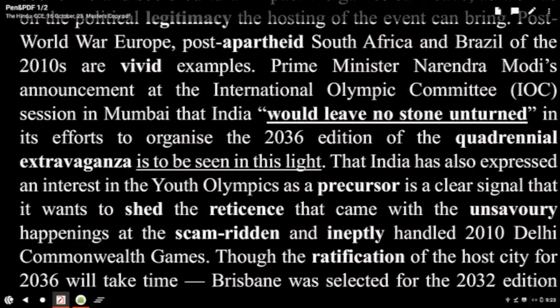In this light means in this context. I hope you are writing. In this light means what? In this context. And India does not want to leave any stone unturned to organize the event in which year? 2036, more than a decade. A long way to go, but we need that time because we need to build up the infrastructure.